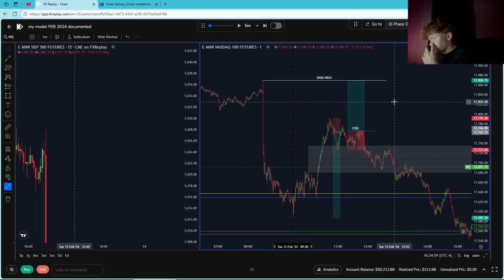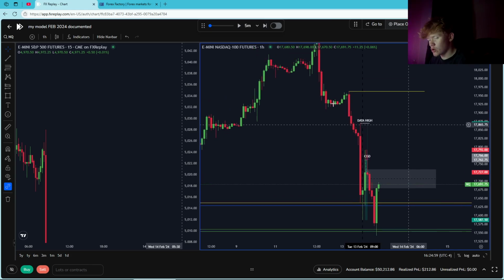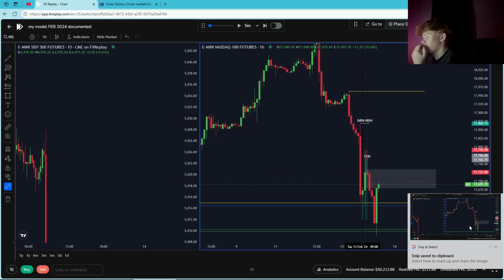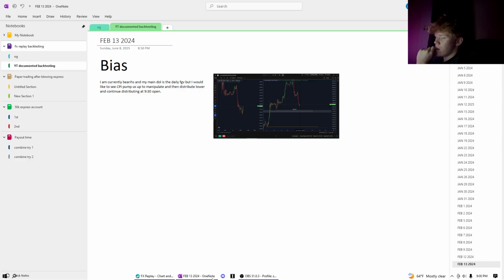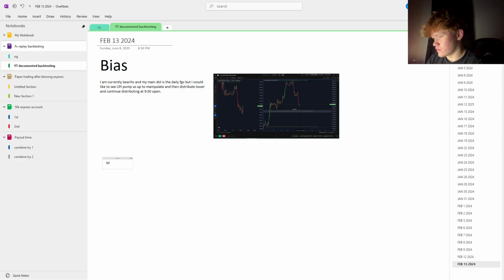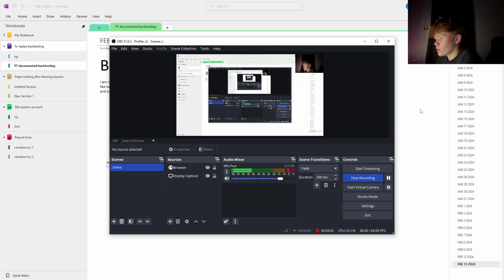All right, so correct bias was bearish, which is what I said. So I said correct bias was bearish, and I went against it and paid. Correct bias was bearish, and I went against it and paid. Make sure it's working.